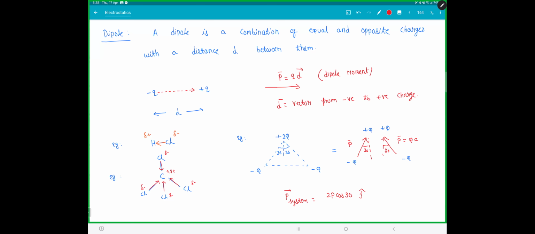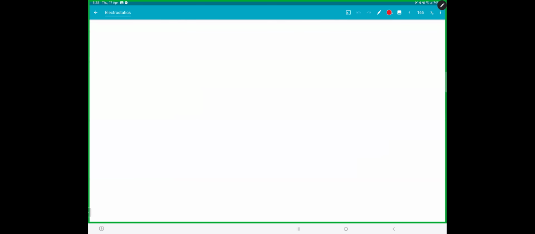So using this thing, I'll give an example. You guys try to solve this. So let's say you have 4 charges here. Let's say this is plus q, minus 2q, plus 4q, and minus 3q. This is a square of side a. What's the dipole moment of this? Get the dipole moment of this system.